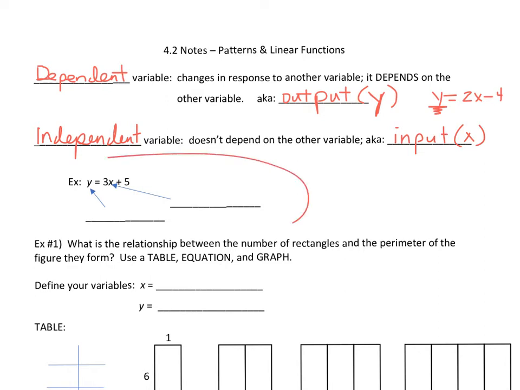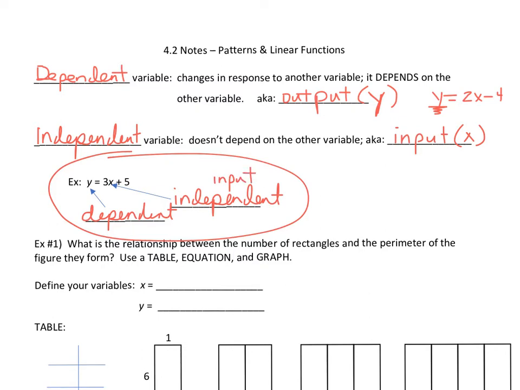So in this picture right here, which one of those is independent? X. The x is the independent. X can do whatever it wants to do. It's independent. You can plug in any value for x. The dependent is the y, okay? Again, this is the input, what you put into the function. This is what you get out of it.